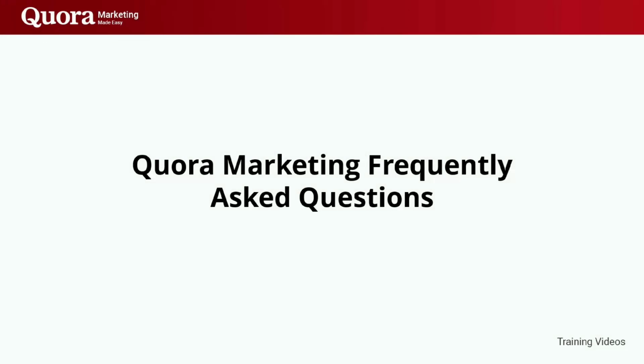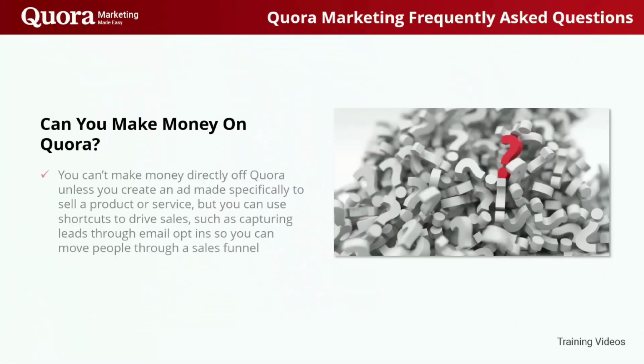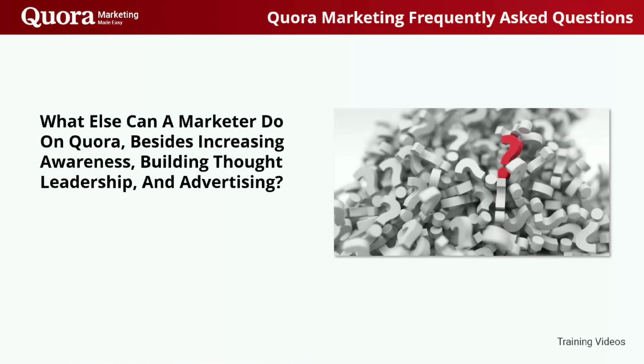Quora Marketing frequently asked questions. Can you make money on Quora? You can't make money directly off Quora unless you create an ad made specifically to sell a product or service, but you can use shortcuts to drive sales, such as capturing leads through email opt-ins so you can move people through a sales funnel. What else can a marketer do on Quora besides increasing awareness, building thought leadership, and advertising?